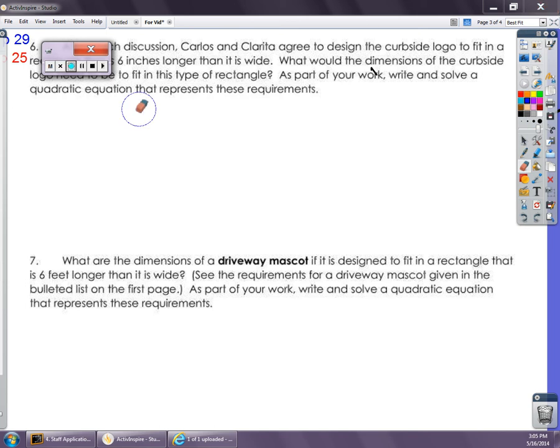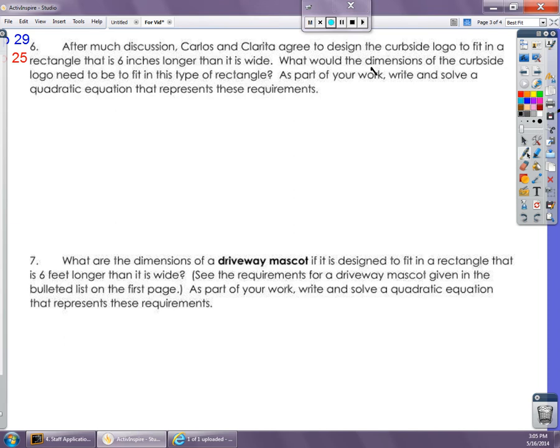All right, guys, here's a short video that should help with a little bit of lesson four. Lesson four was all about using what we learned about solving quadratics to solve area problems of rectangles. So here's an example of an area problem that we had in class, and I'm going to work through it.